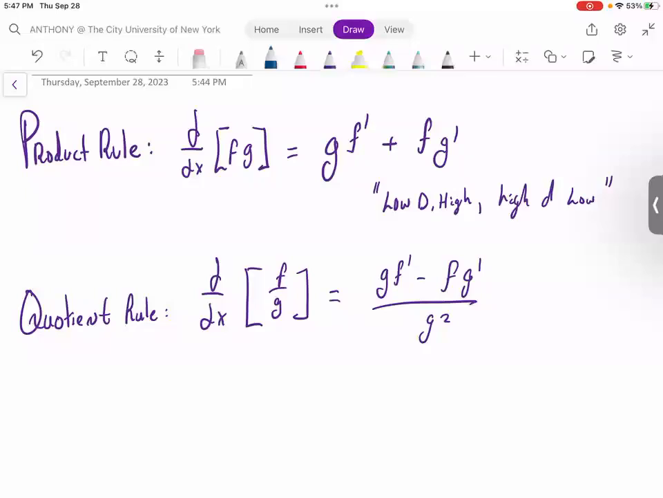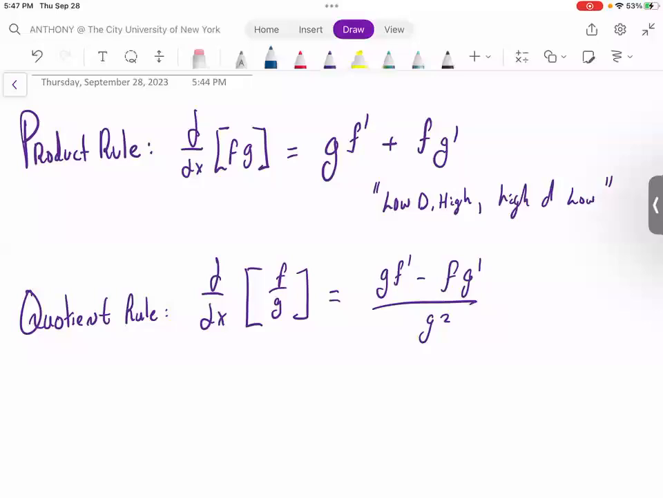A way to remember this is as follows. You can say low d high, high d low. Low d high plus high d low. Halloween's coming up. Try to mimic that with Chucky's voice, and you'll be fine.